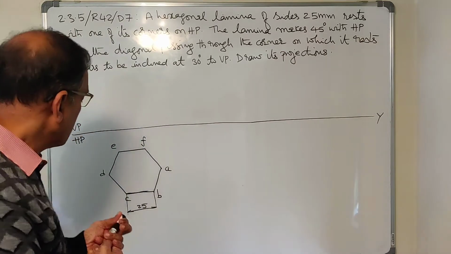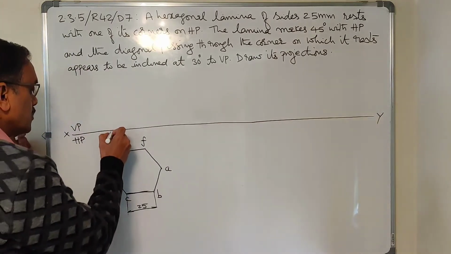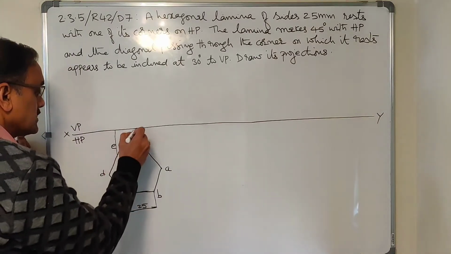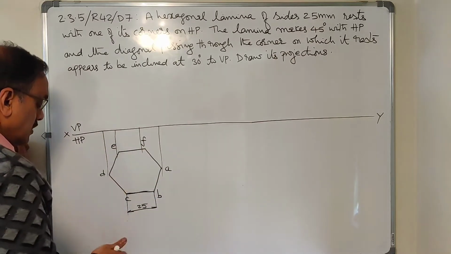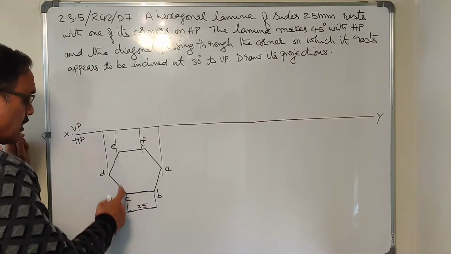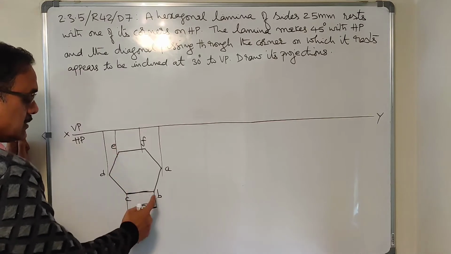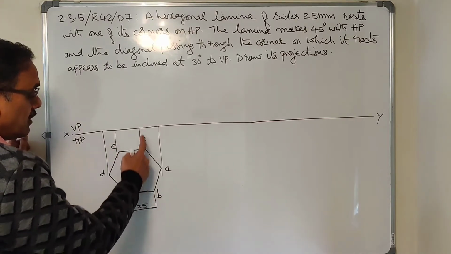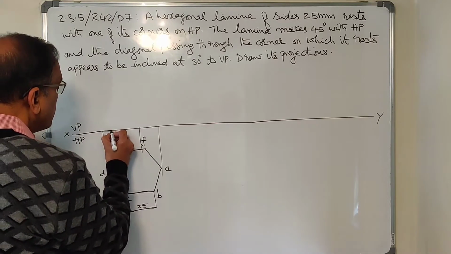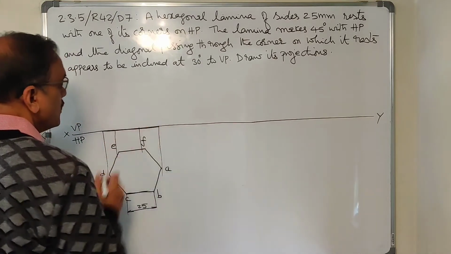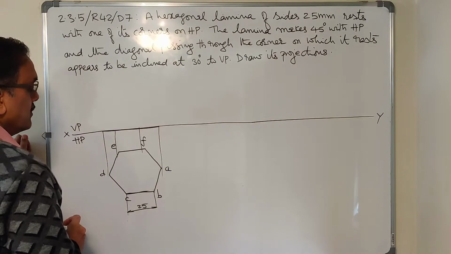Okay. Now let me draw the top view and show to you. As I have already mentioned, the top view appears to be a line. Okay. If I draw a projector from C, it goes through E. Similarly, the projector from B will go through F. That's why I didn't show them. This is the front view. It is a line. Okay.